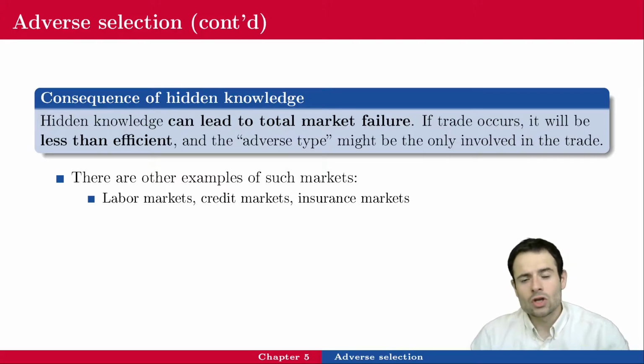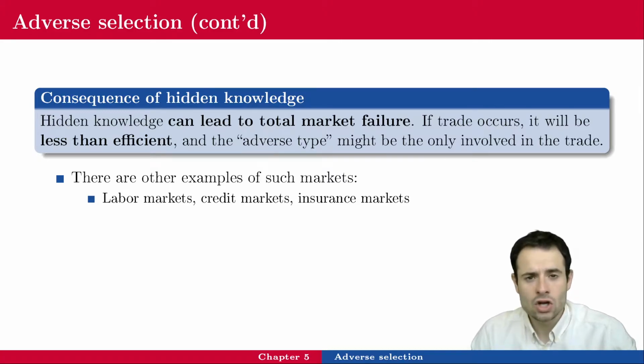The banker doesn't know which borrower he is looking at in the meeting. So he's going to apply an average interest rate. The average interest rate will be the average between the interest rate that they would charge to a risky borrower, and the interest rate they would charge to a safe borrower.